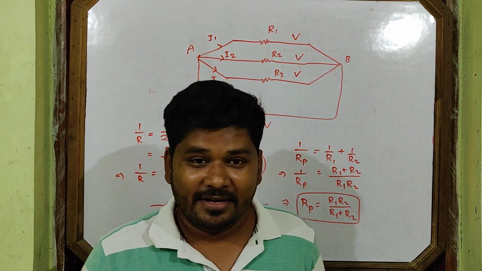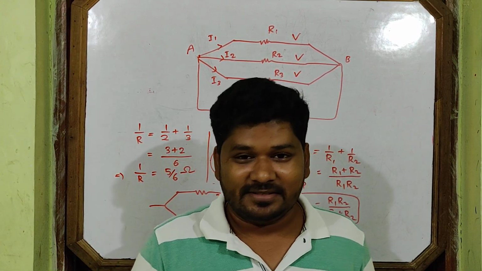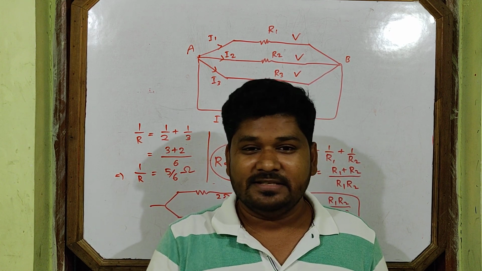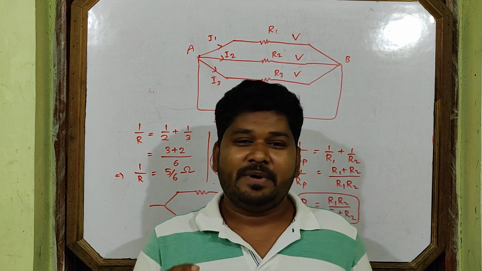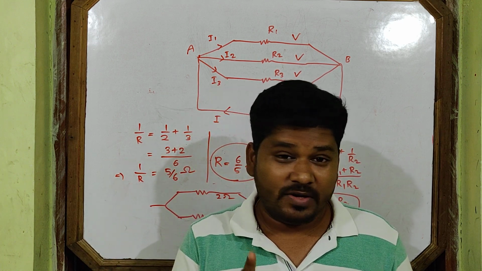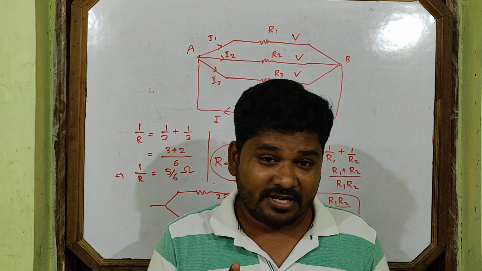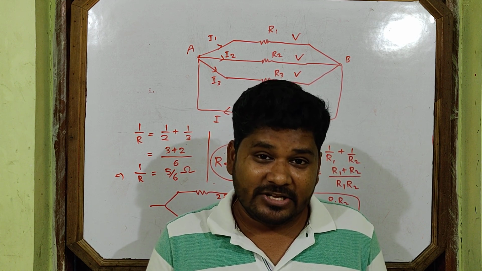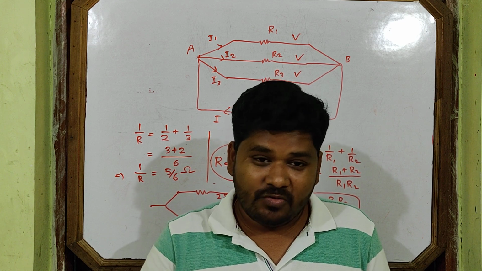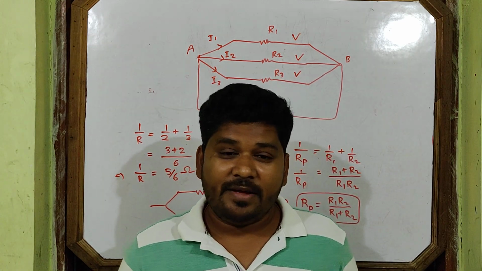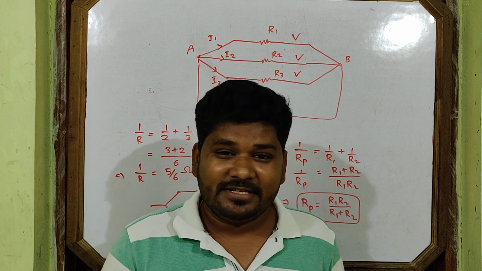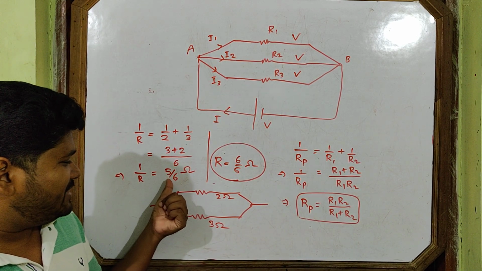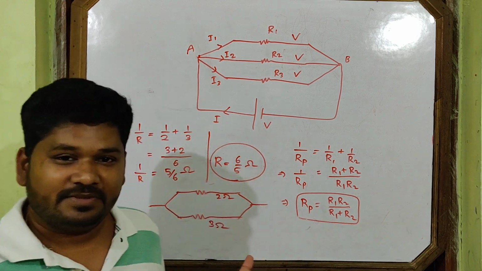Many students do it like this. Let me show you. While calculating parallel combinations, this is a common mistake. I always tell you the common mistakes. While calculating the parallel combination, in an exam or when they answer hurriedly, what happens? They forget to reverse it to get R. They sometimes stop here and write the answer as 5 by 6 ohm.